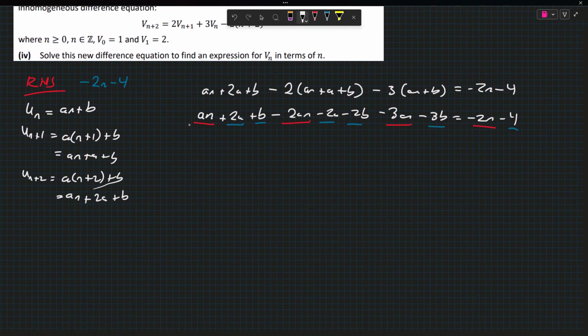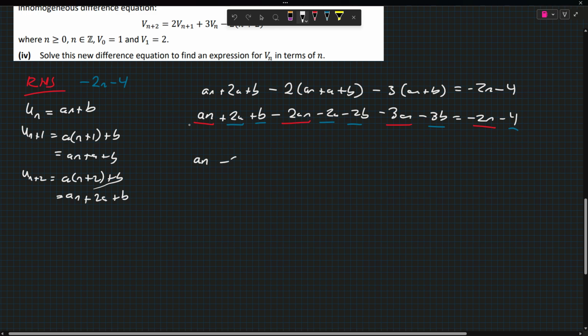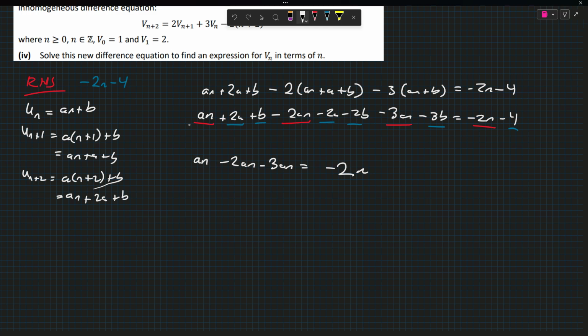So comparing the reds, we have an minus 2an minus 3an is minus 2n. So the n's are obviously going to go. So we have minus 4a, n is minus 2n, which means minus 4a is minus 2, which gives a is 1/2.